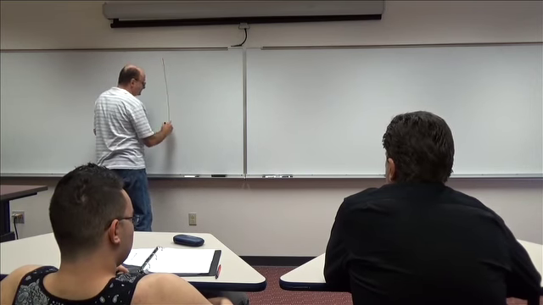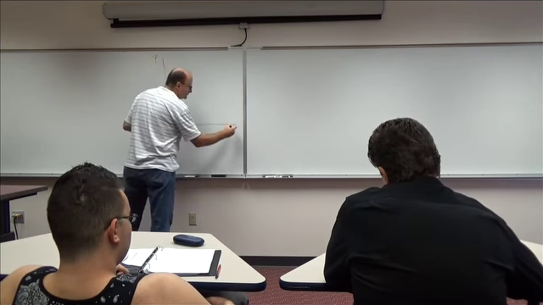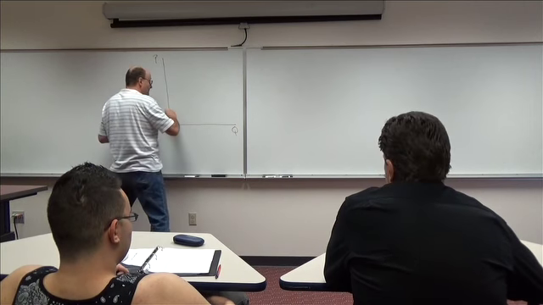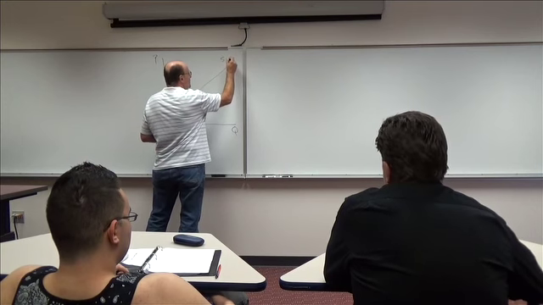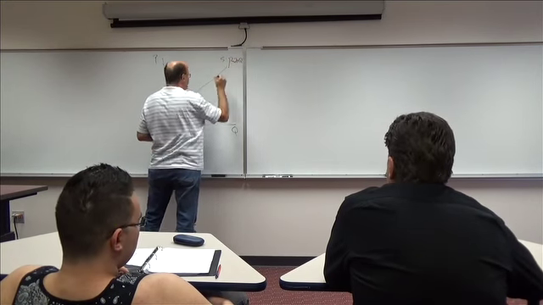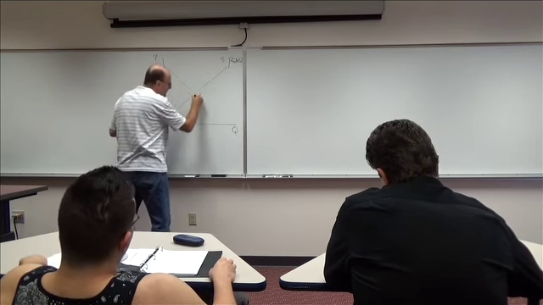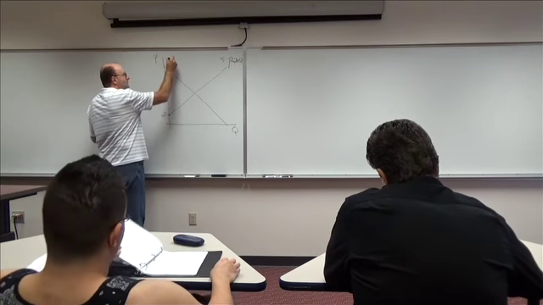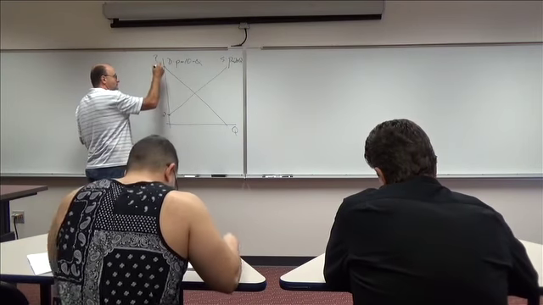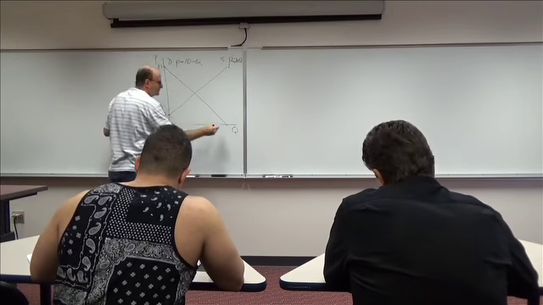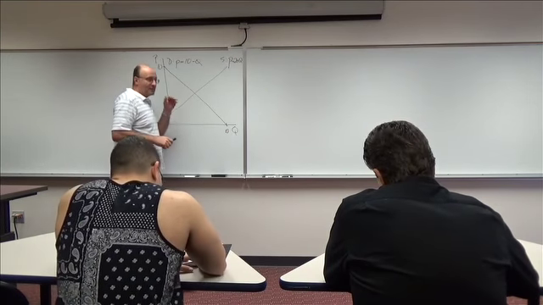Let's suppose the cigarette market has a supply curve P equals 2 plus Q, and demand curve P equals 10 minus Q. This is the cigarette market.